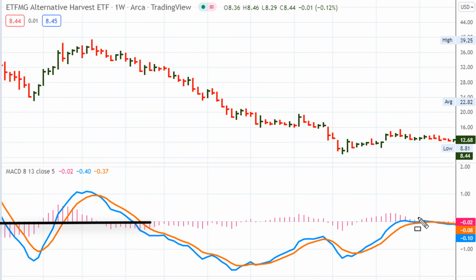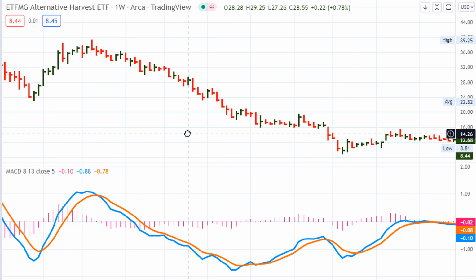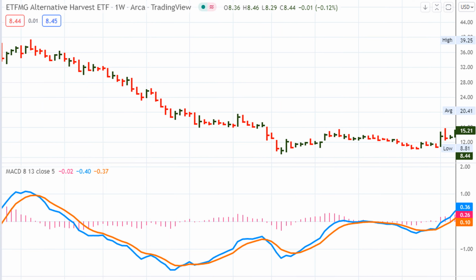Another example, we can see here, we touched the zero line and now we seem to be pointing down, suggesting yet again that the possibility of testing these recent lows is now back on the table. So let's just go and see what happened afterwards. So right there, we can already see that we tested the lows right here. So a retest did take place.